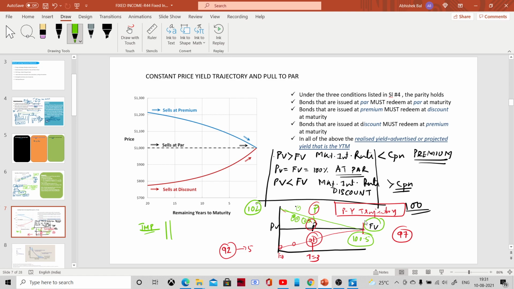So the issue that has been issued at discount will be redeemed at premium. Opposite will be the case for issue that has been issued at premium, they will be redeemed at discount. But obviously, the ones which are issued at par will be redeemed at par.